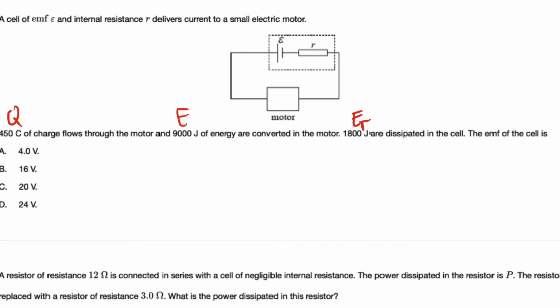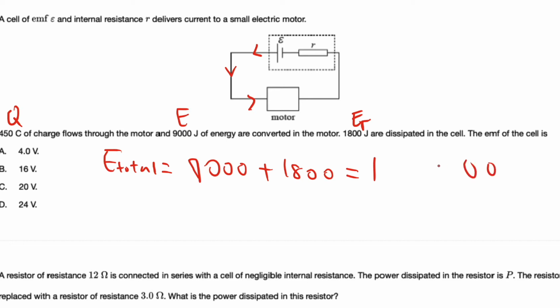So how do we calculate this problem? Here's a positive terminal. Charges flow through the motor, and 9,000 joule of energy is converted. 1,800 joule are dissipated in the cell. So the total energy, E total, is going to be equal to 9,000 plus 1,800, which is equal to 10,800 joule.